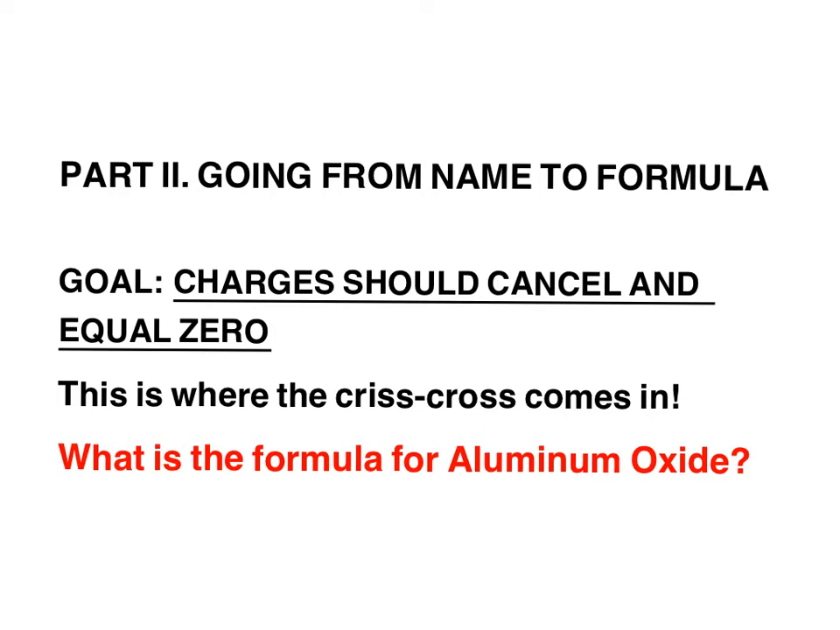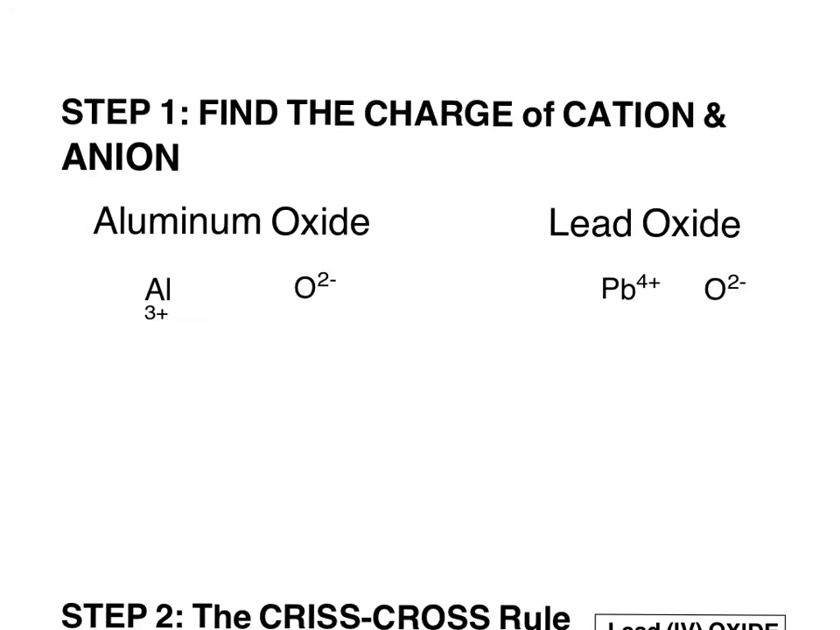The goal of this is that your charges should cancel and always equal 0. This is where we use our crisscross. Remember, our crisscross is when I cross my charges over. So I could ask you, what is the formula for aluminum oxide? The first thing I want to do is identify my charges. I'm also going to go through lead oxide, just like we did in the lecture. So I find my charges.